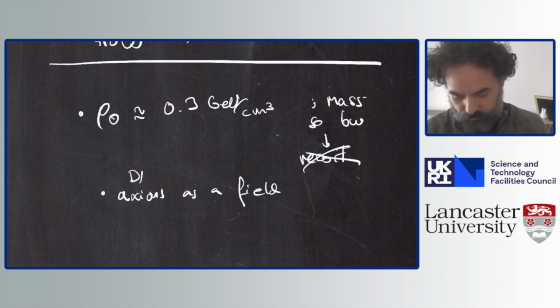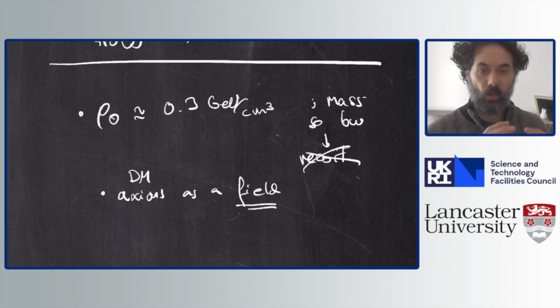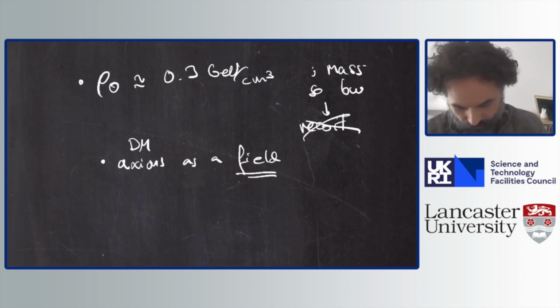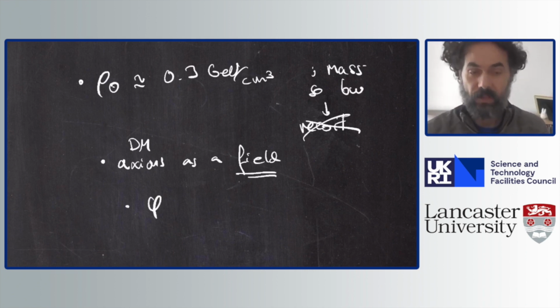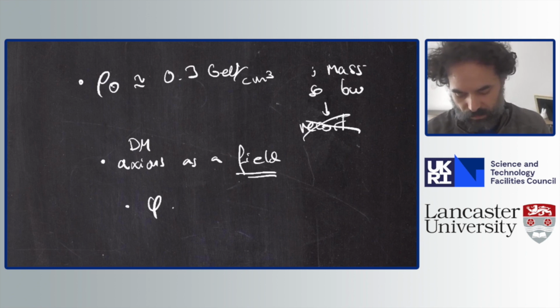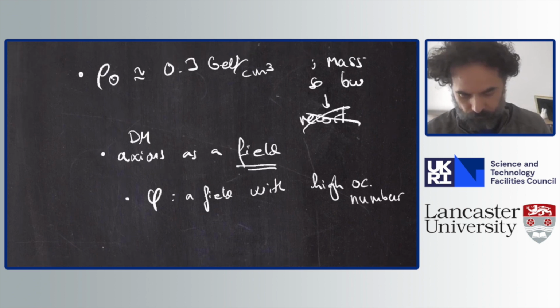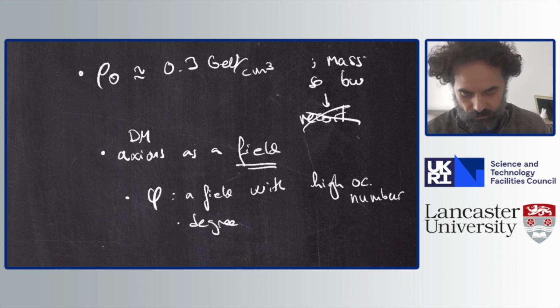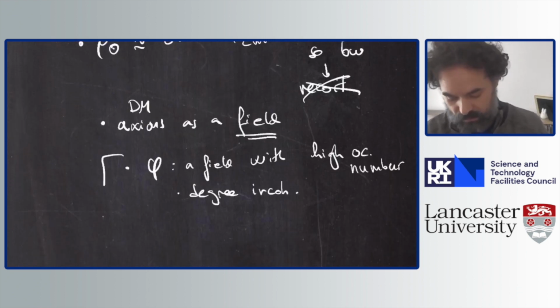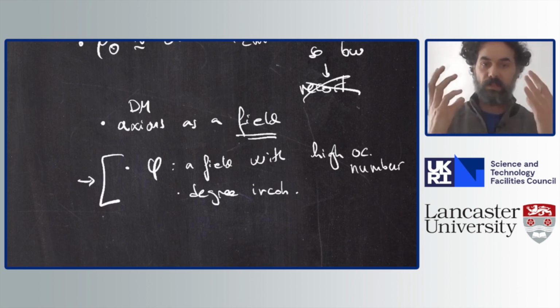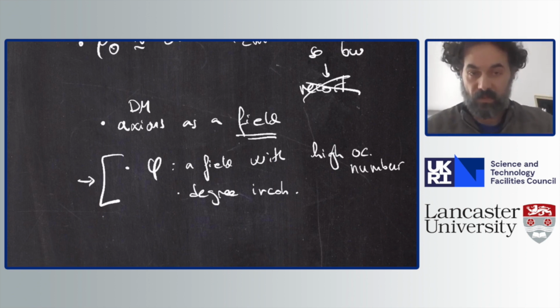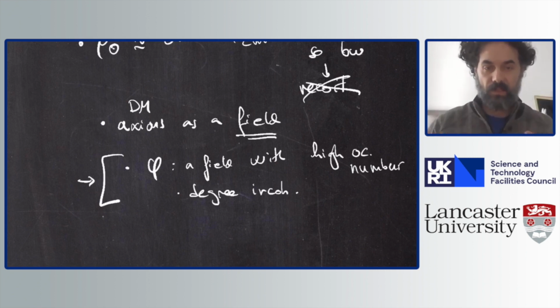The dark matter axion, sorry, interacting with our devices. And the reason why this is the case is because phi, okay, the axion field is a field with high occupation numbers and a certain degree of incoherence. And these are the characteristics. This characteristic allows us to consider the distribution of axions around us more as a field satisfying some classical field equations than as particles interacting with the detector.